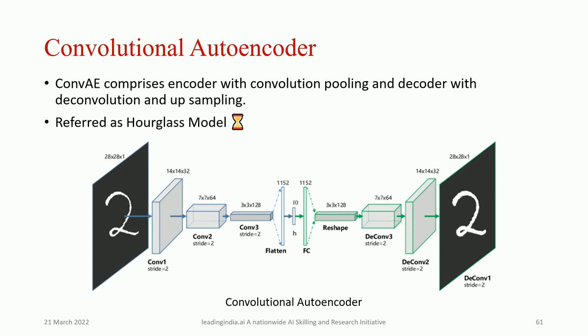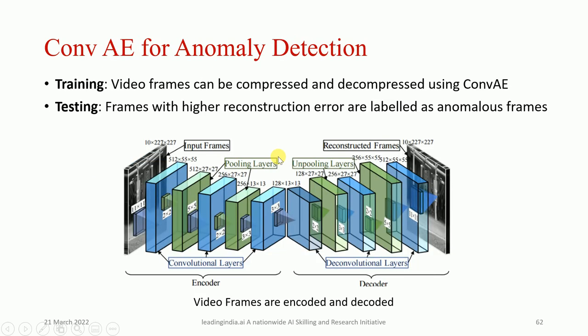Then we have convolutional autoencoders. So these convolutional autoencoders are actually generating the same image as an output, but they are producing this hidden generation, a hidden or compressed form of the image features. So this is a very useful thing we can get out of convolutional autoencoders, and it looks like an hourglass. So it is referred to as the hourglass model, right? So they can also be used for anomaly detection.